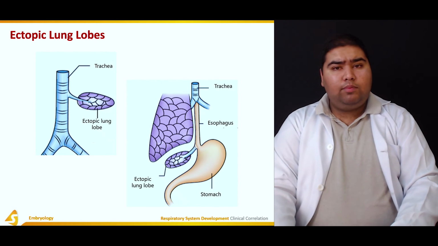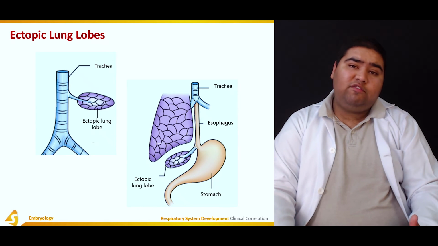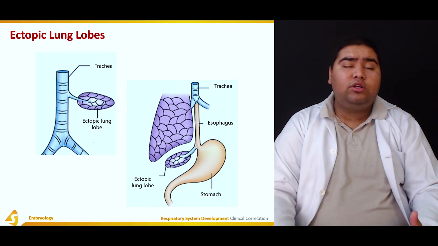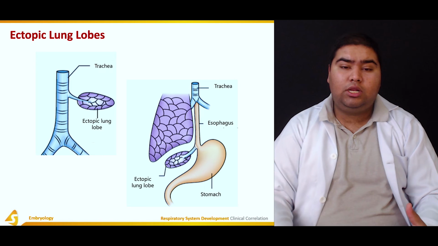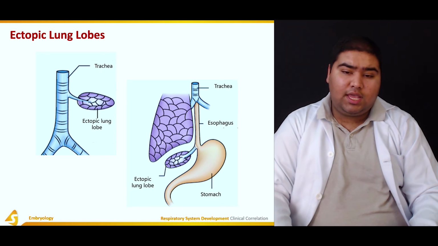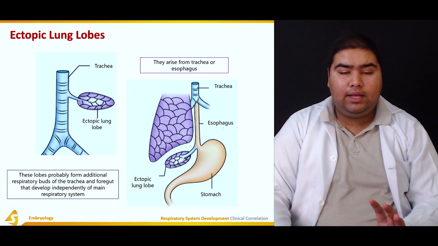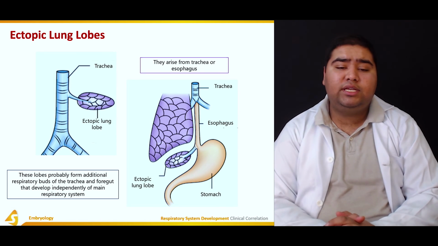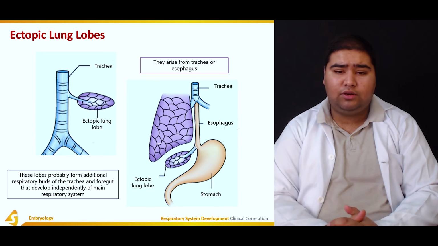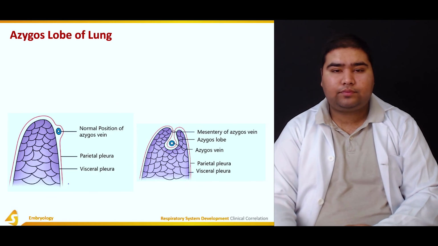So what are the ectopic lobes of the lungs? Ectopic in itself means that it is not in the right place or its original place. So an ectopic lung lobe may develop from the trachea or from the esophagus, and they are formed from additional respiratory buds, and they do not have any effect on the developing respiratory system.